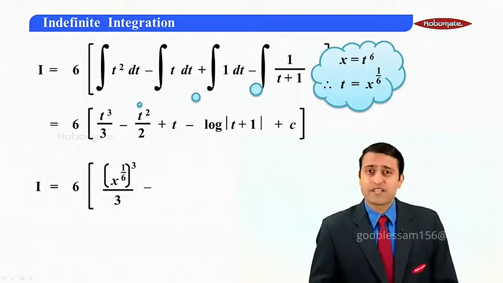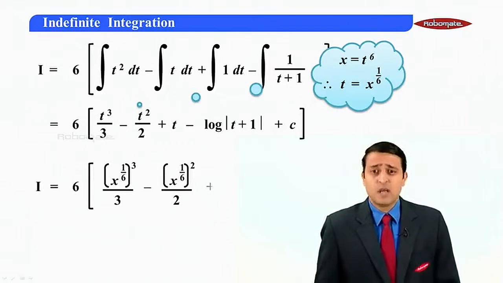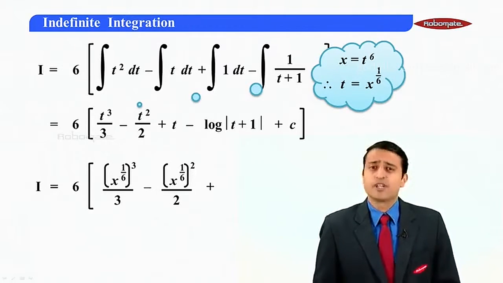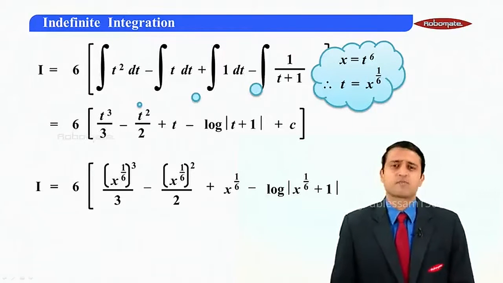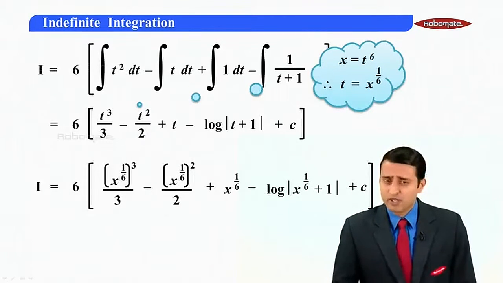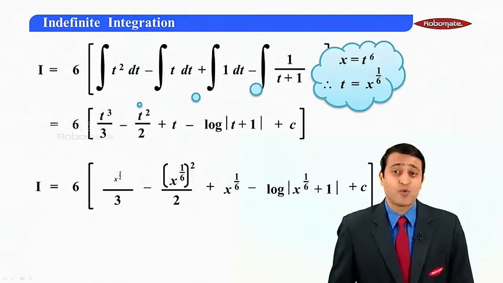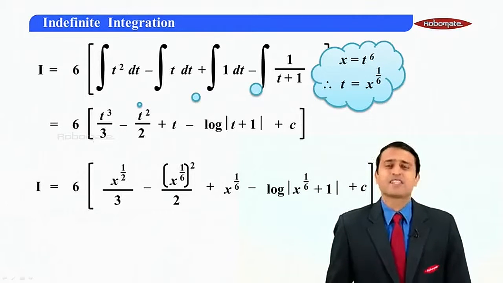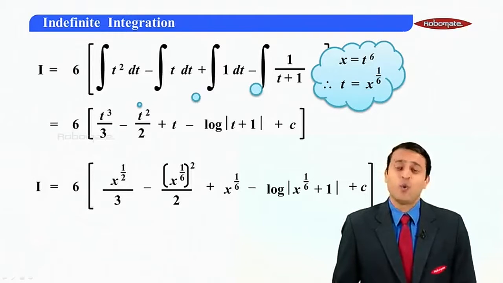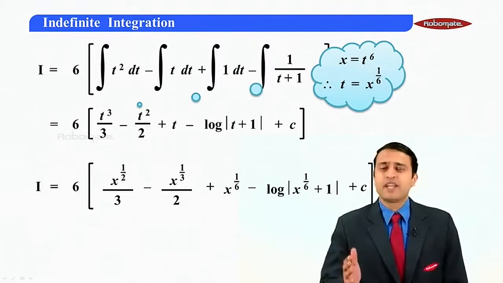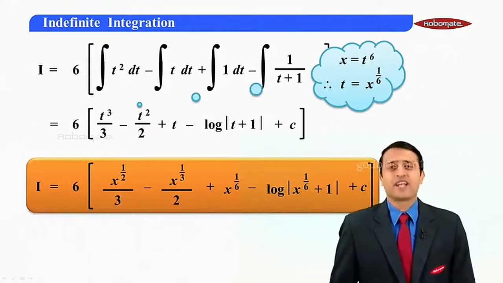Likewise, minus x raised to 1 by 6, the whole raised to 2, upon 2 will be as it is. Plus t only, so it will be x raised to 1 by 6, minus log mod of x raised to 1 by 6 plus 1, plus c. Is that okay, students? Now x raised to 1 by 6 raised to 3, so can I say x raised to 1 by 2? Likewise, x raised to 1 by 6 the whole raised to 2, can I say x raised to 1 by 3? And the remaining terms cannot be simplified further, so obviously this becomes our final answer.